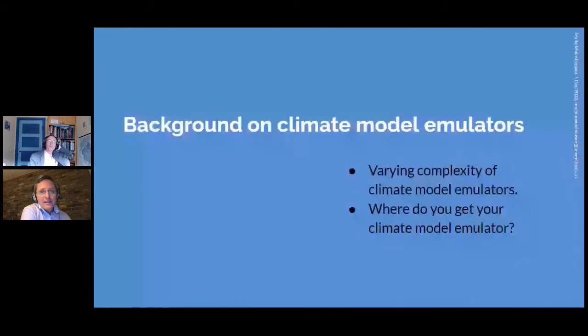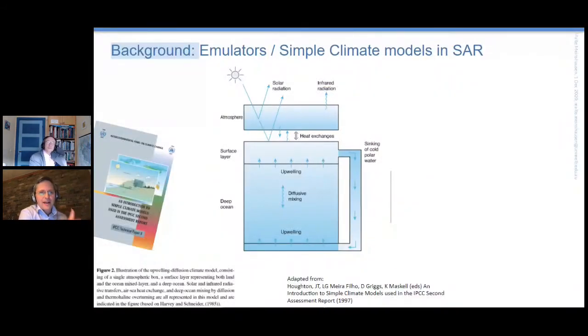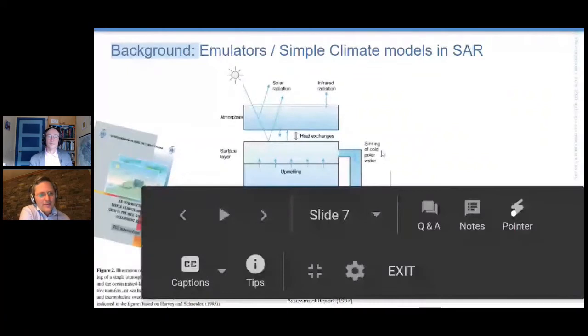So, background on the climate emulators: they are of varying complexity. And the second part of this is, where do you get yours from? Here, this is from 1997, the IPCC technical paper on emulators. Pretty much they have a top ocean layer, that's what they all have. They have a deep ocean, and then some of them have a downwelling pipe in order to insulate the ocean a little bit, because the ocean is really the important part here in terms of the heat inertia.